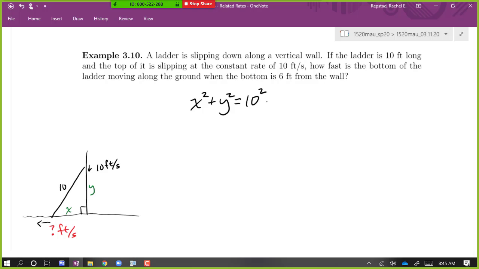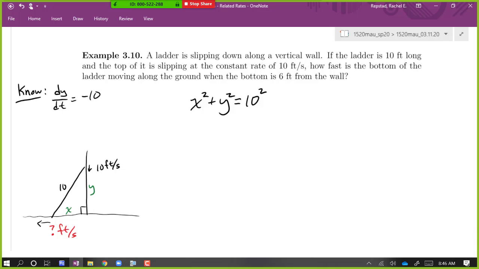Now they gave us some rates, or they gave us one rate and asked us for another, as is the case in all these related rates problems. So the rate we know. They tell us that the top of the ladder is slipping down at 10 feet per second. So that tells us how y is changing, right? As it slips down, y is decreasing at the rate of 10 feet per second. So that means that dy dt is negative 10. Negative because it's decreasing. Y is getting smaller.